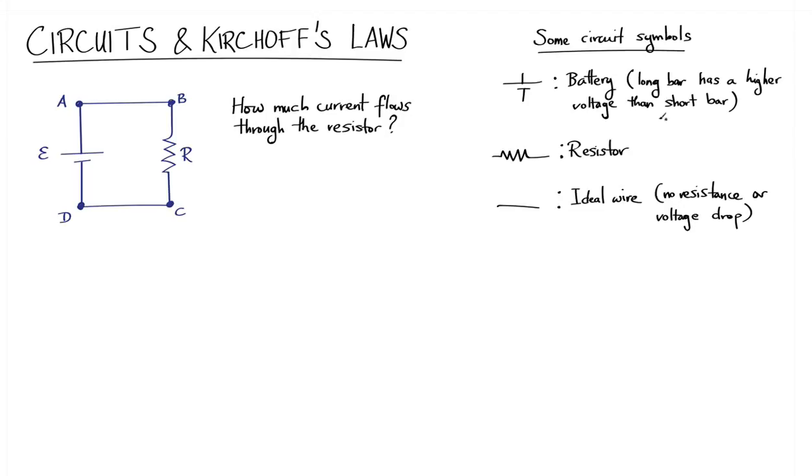So again, I just want to review some basic symbols. So again, for the battery, we have a long bar and a short bar. And what the long bar represents is that the long bar is at a higher voltage than the short bar. Okay, so for instance, if I say this battery has some voltage, in this case E, so let's say if it's a AA battery, that's 1.5 volts. Okay, and the long bar is basically at 1.5 volts higher voltage than the short bar.